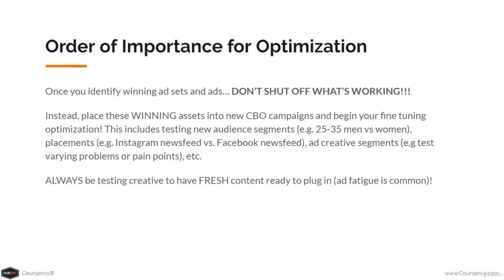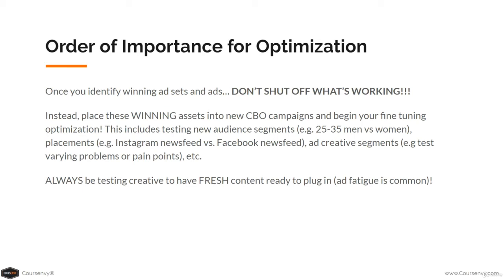Once you identify winning ad sets and ads, don't shut off what's working. Instead, place these winning assets into new CBO, campaign budget optimization campaigns, and begin fine-tuning your optimization. So keep those old winning ads on, even if it's all toggled off except for the 1 winning ad set and 1 winning ad. They're working. Don't shut them off.